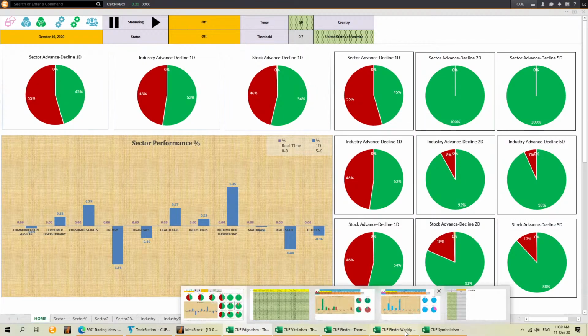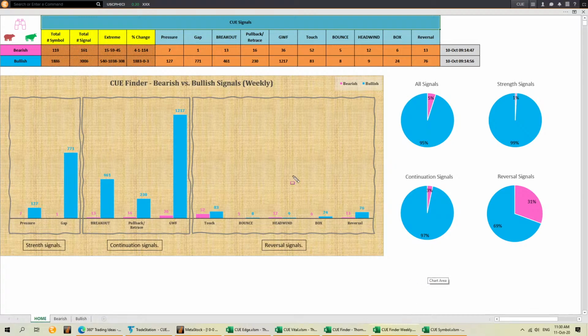If we look at Q Finder weekly picture, that shows the balance between all the Q signals, bullish versus bearish, all signals using the weekly Q Finder is very bullish. 95% of all signals bullish, 99% of strength signals are bullish, 97% of trend continuation and 69% of trend reversal. All are bullish, very bullish picture.